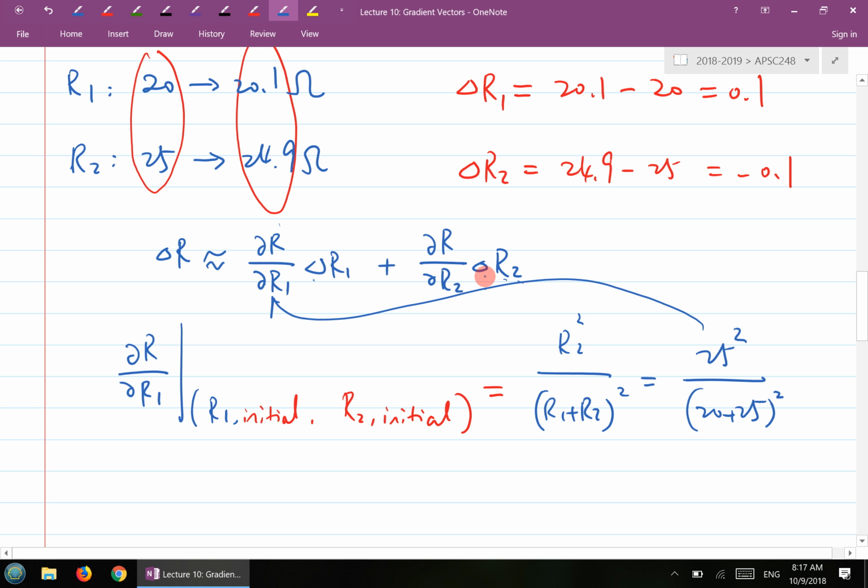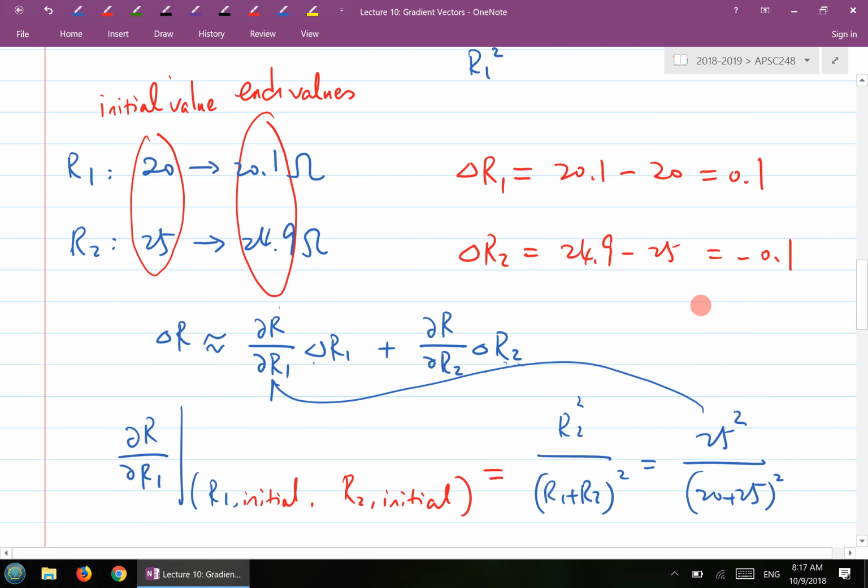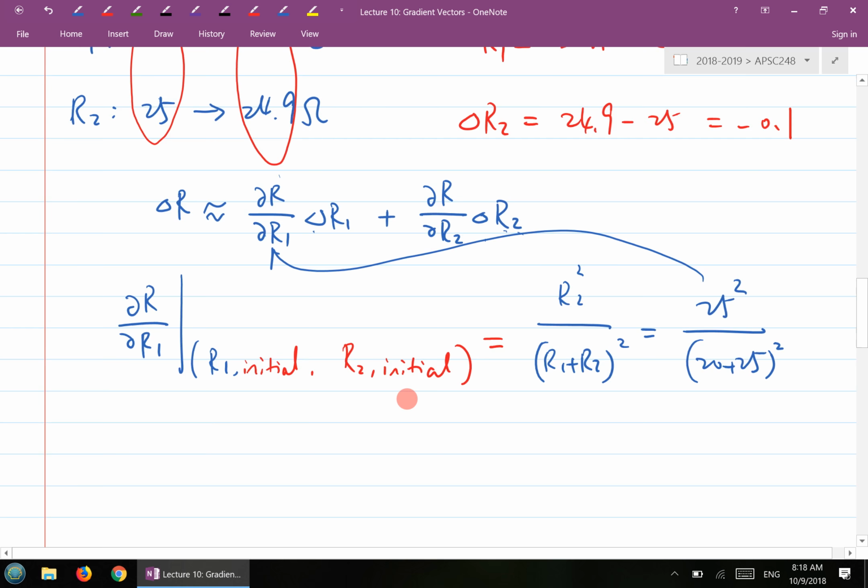I'll leave the calculation for you to do. All you have to understand correctly here is how to calculate delta values, using the end value minus the initial value, and how to substitute the initial values into the partial derivative results to do the proper calculations. Okay, that's it for partial derivatives.